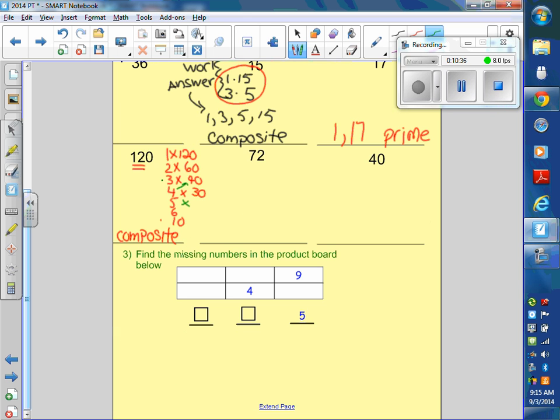So if we practice that again, 5 goes into 30 how many times? 6. And what's 6 times 4? 24. And do you have 24 there? Yeah. Does 6 go into 24? Yeah. How many times? 4. What's 4 times 5? 20. Is 6 times 20 120? Yeah.